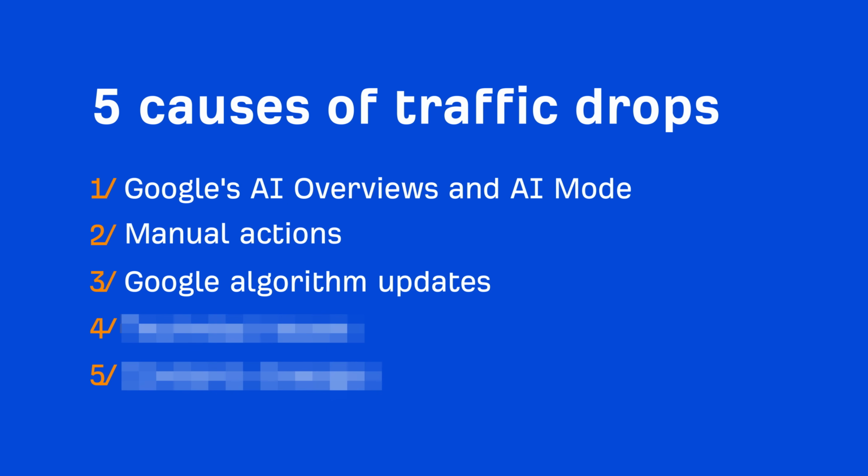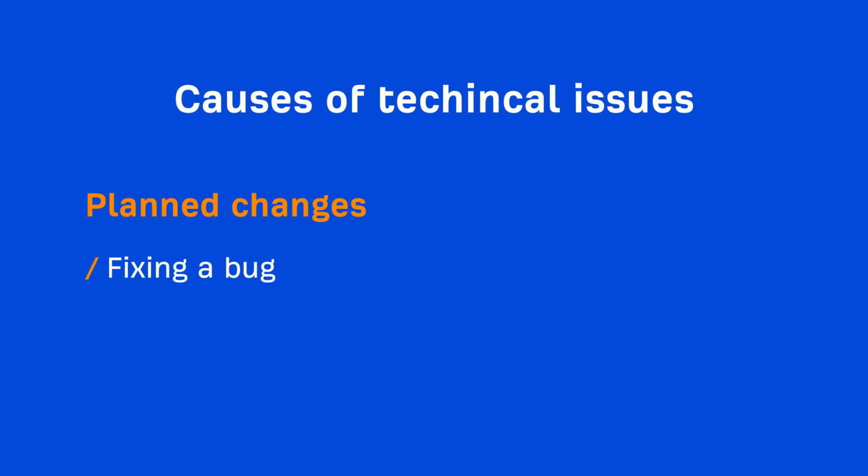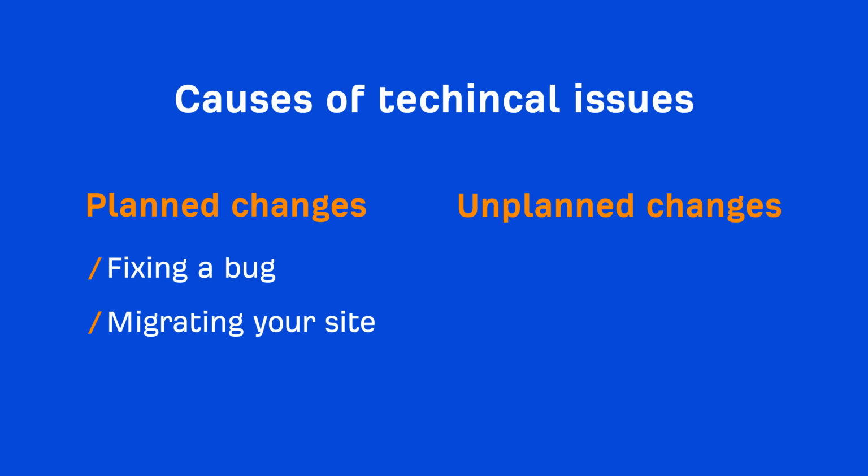Alright, if your traffic drop isn't from a Google algorithm update, then it's most likely a technical issue that's either slowing down your website or blocking Google's crawlers. Now, there are two types of website changes that can cause technical issues. Planned changes, those are updates you made on purpose, like fixing a bug or migrating your website, and unplanned changes. Those are updates that happen without your knowledge, like an automated plugin update.